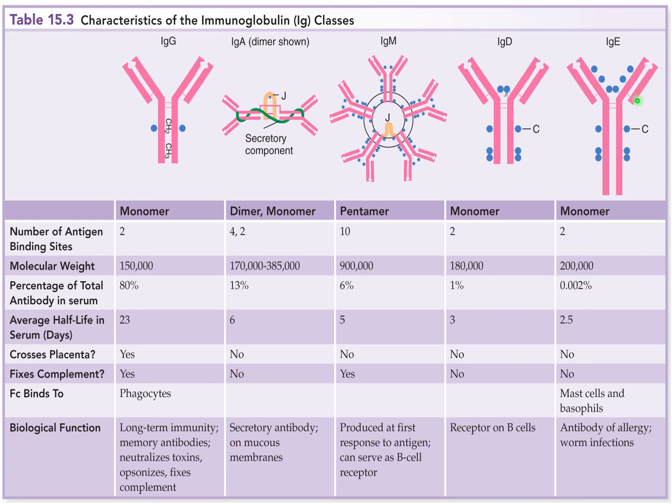IgE is actually going to be found on the surface of mast cells and basophils. IgE on mast cells, when the antigen binds to those embedded IgE, will cause the mast cell to actually degranulate. And if we get too many of those IgE-coated mast cells degranulating, we can actually then have hypersensitivity reactions. Also, IgE is very important with eosinophils in the destruction of helminth infestations.